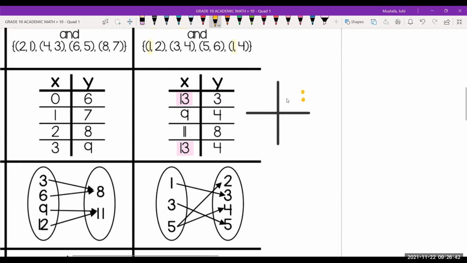So let's say there was one that was here and there was one that was here. So when you plot these points, you're going to notice that you have a pair of points that are on top of one another. And as soon as you have a scenario like this means it is not a function. Okay, so that's another way to think about it.